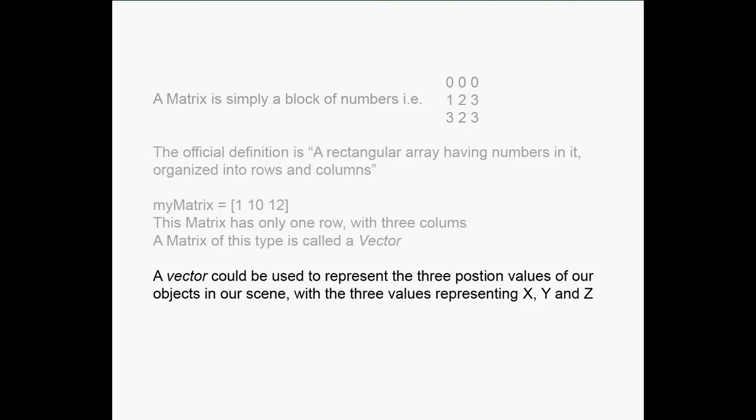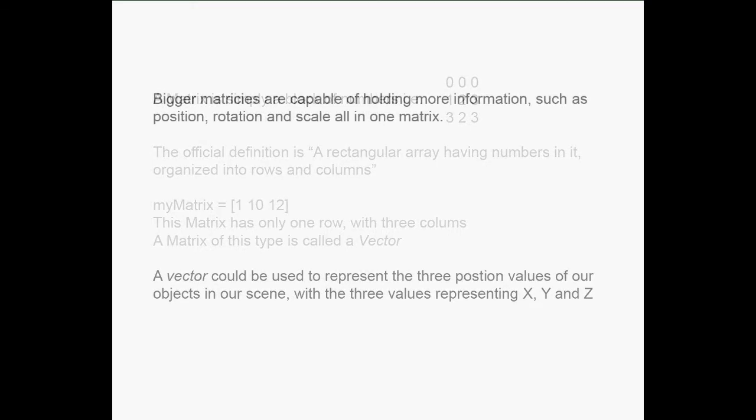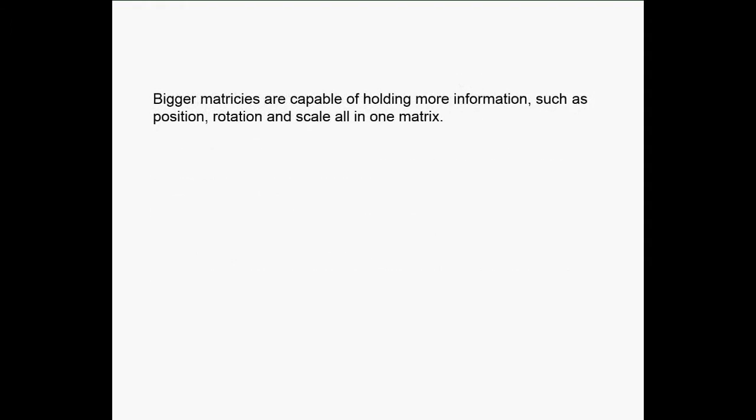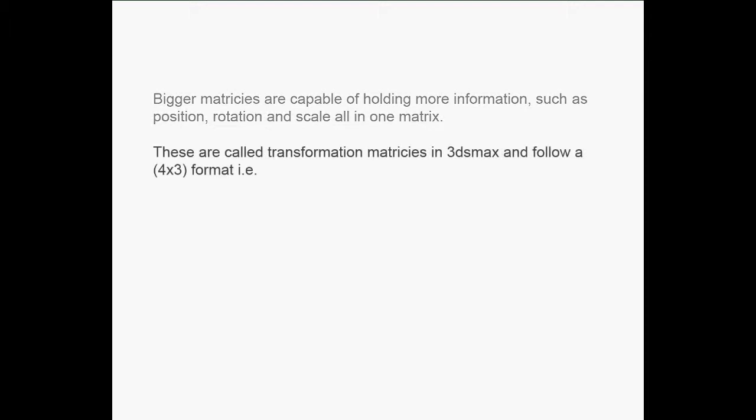This isn't just because vectors look organized, but also because of the beauty of vector and matrix mathematics. The way the matrix and vector operations like addition or multiplication were defined, common but complex sounding actions become super easy. Now, bigger matrices are capable of holding more information, like position, rotation, scale, all in one. These are called the transformation matrices. In 3ds Max, these transformation matrices are 4 by 3 matrices.